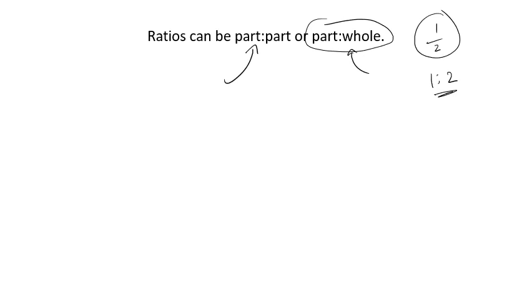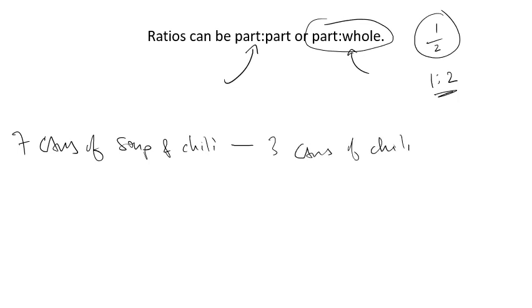So let's look at an example. I've got cans of soup and chili. Let's just suppose that I have 7 cans of soup and chili, and 3 of those are chili.